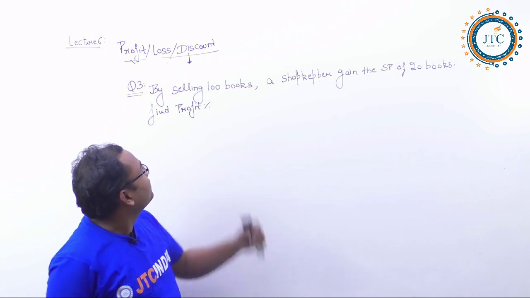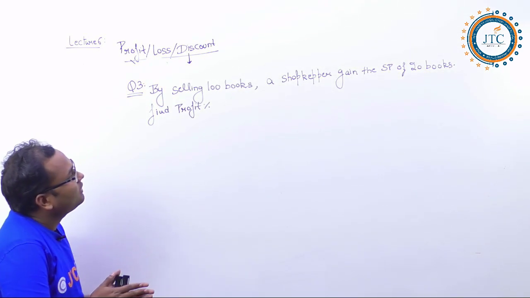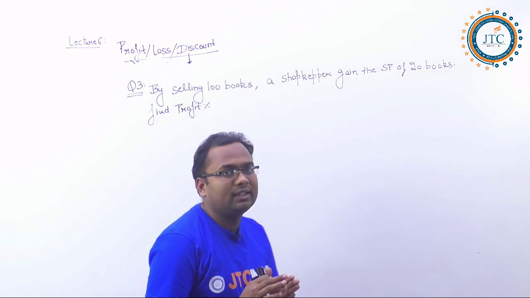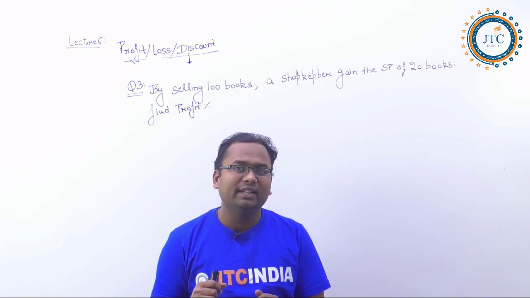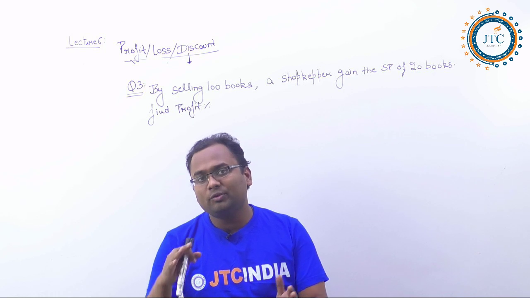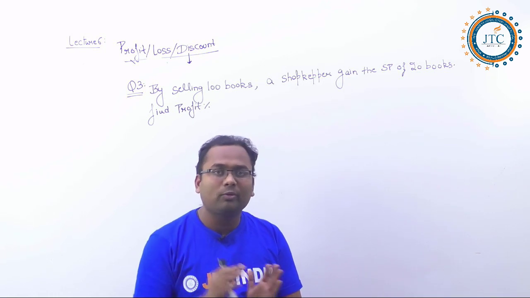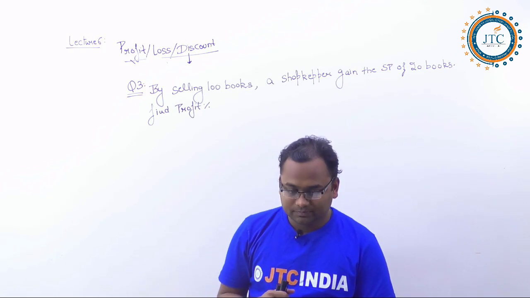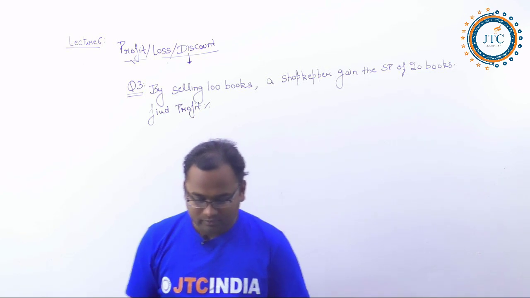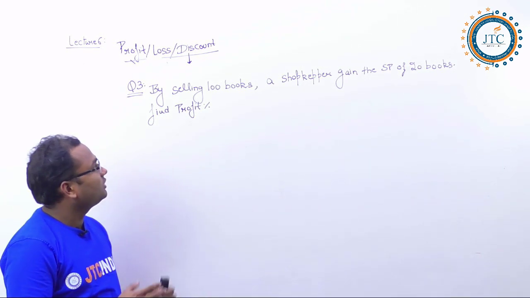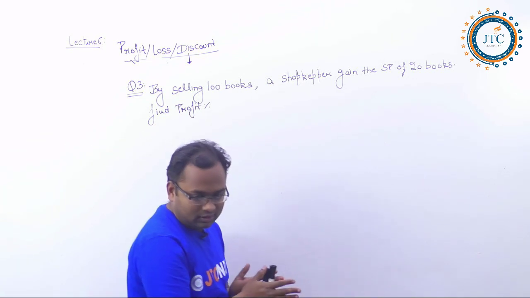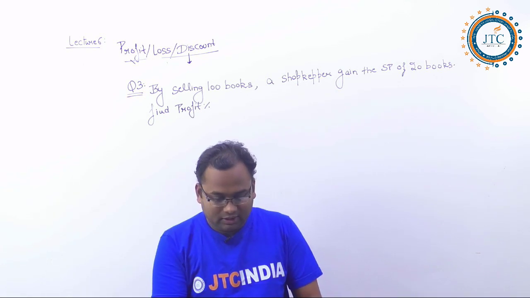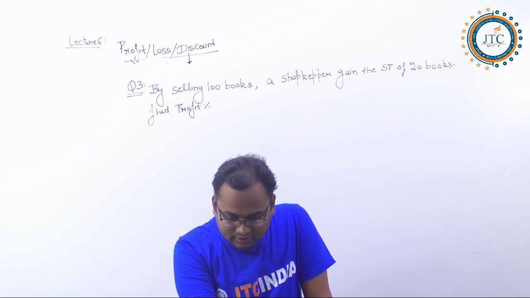So students, try to solve this question. The question says that by selling 100 books, a shopkeeper gains the selling price of 20 books. When a shopkeeper sells 100 books, how much does he gain? Basically the selling price of 20 books. So what is the value of profit percent? How can we solve this type of question? Start solving this question, take 1 or 2 minutes and comment your answer. Till that time I can see your comments.